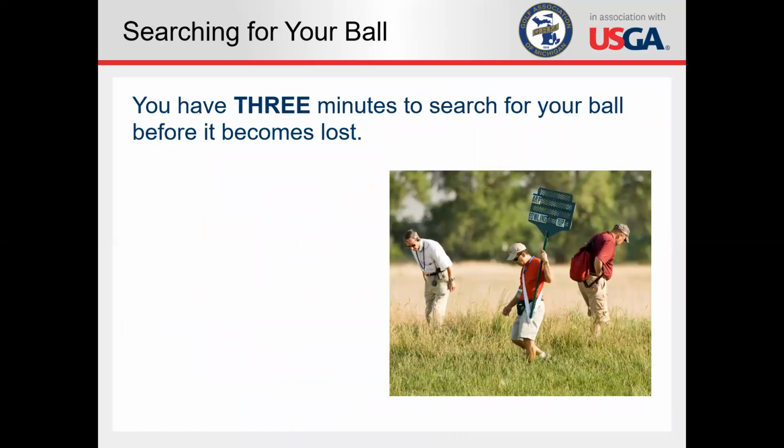Another big change is the time you have to search for your ball. Before, you had 5 minutes to find your ball. Starting in 2019, you only have 3 minutes to find your ball. Again, this is really geared at pace of play, and that clock starts ticking once you, your partner, or your caddy or your partner's caddy are in the area where the ball is likely to be.